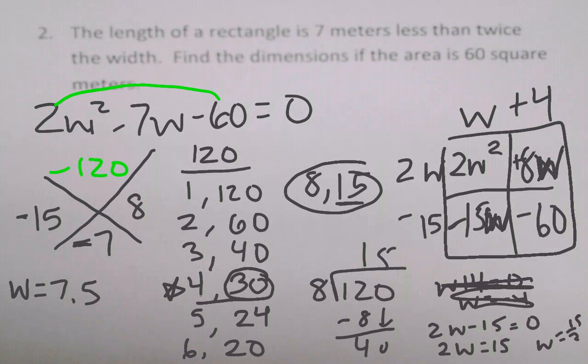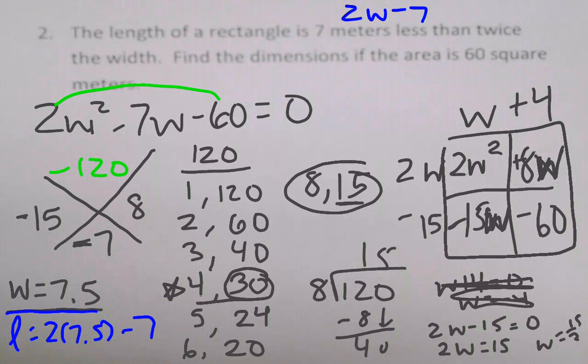we said that length, sorry, having issues with the marker. We said length is 2W minus 7. So I need to do 2 times 7.5 minus 7. Okay, don't think too hard. We just did what 2 times 7.5 is. That's what we started with, 15. And 15 minus 7 is going to give me 8.